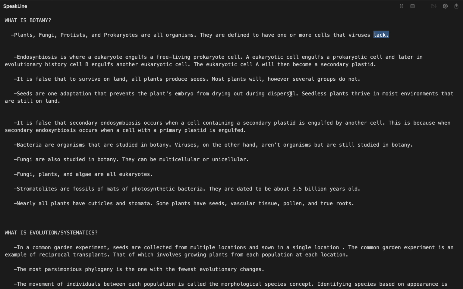Cells that viruses lack. Endosymbiosis is where a eukaryote engulfs a free-living prokaryote cell. A eukaryotic cell A engulfs a prokaryotic cell, and later in evolutionary history cell B engulfs another eukaryotic cell. The eukaryotic cell A will then become a secondary plastid.